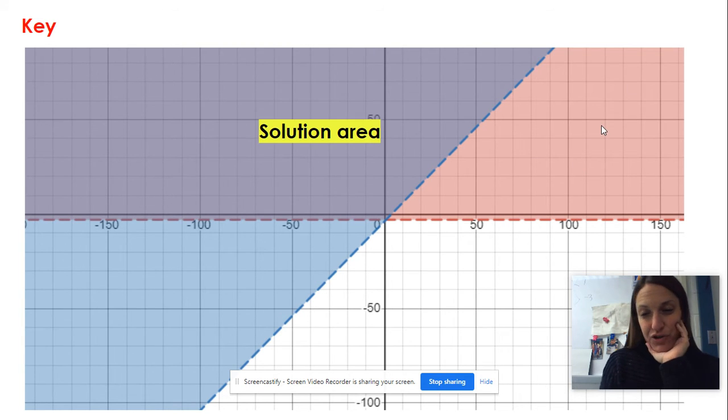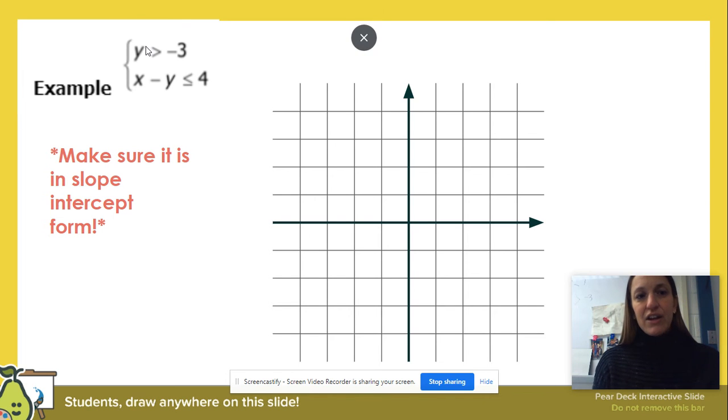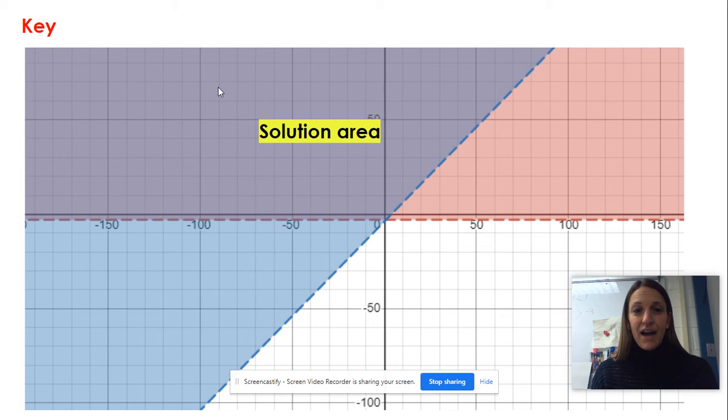So this is not a solution, the red area. This ends up not being a solution, the blue area. The combined area, any ordered pair that falls in this combined area could be a solution to this system of inequalities. So just to go back, I graphed y is greater than -3. I graphed x minus y is less than or equal to 4, and I shaded both areas separately. Then I looked for the common space. The common shaded area is where our solutions are.